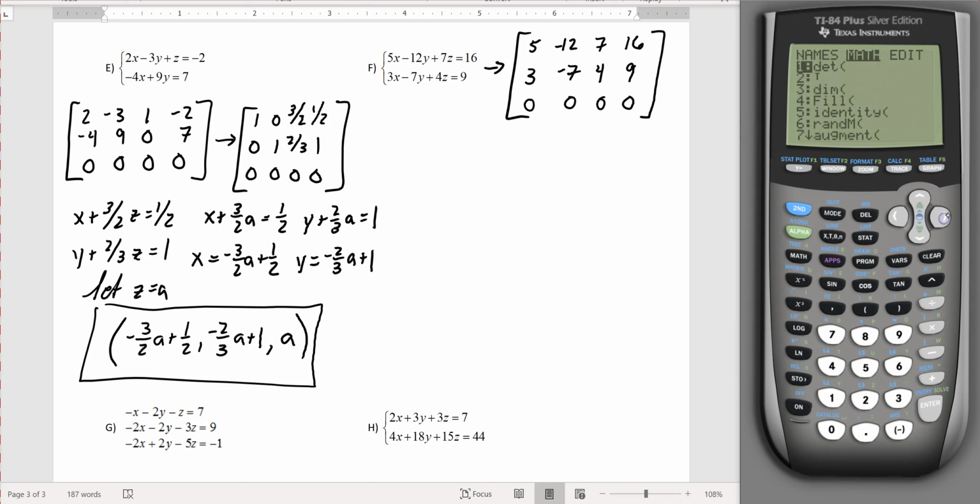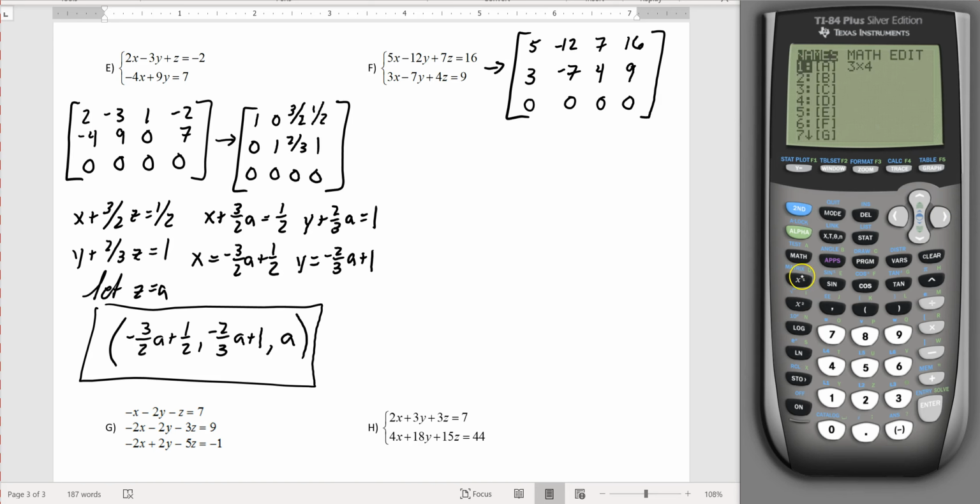So second matrix, go over to edit. This is a 3 by 4 matrix with 5, negative 12. Ooh, almost forgot negative. Essential that you type everything in correctly. Negative 12, very good. 7 and 16. 3, negative 7, 4, and 9. And then a bottom row of zeros. Excellent. So second matrix, math, RREF.